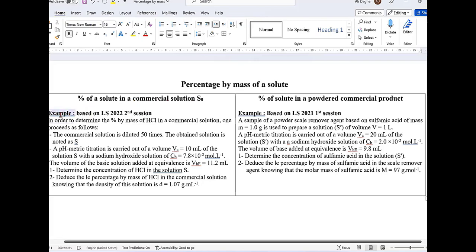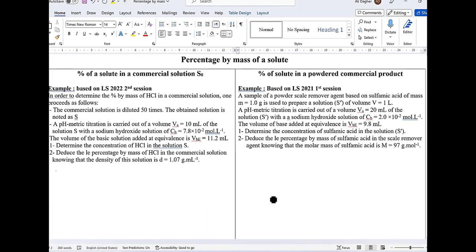We will solve an example based on Life Science 2022 second session. In order to determine the percentage by mass of HCl in a commercial solution, one proceeds as follows. The commercial solution is diluted 50 times. The obtained solution is noted as S. A pH metric titration is carried out of a volume VA equal to 10 milliliter of the solution S, with a sodium hydroxide solution of Cb equals 7.8 10-2 mole per liter.